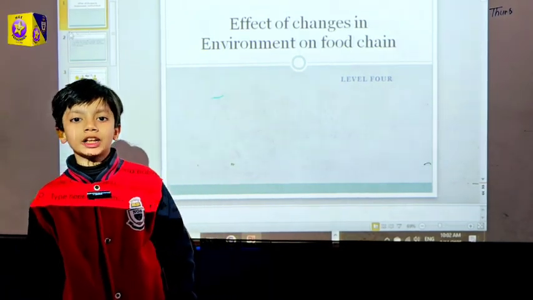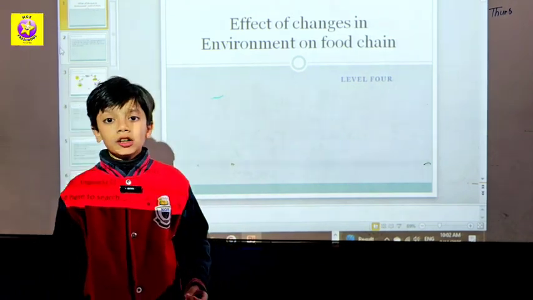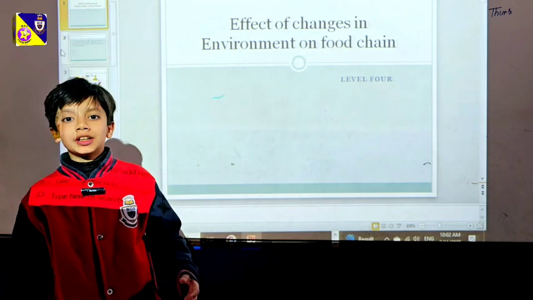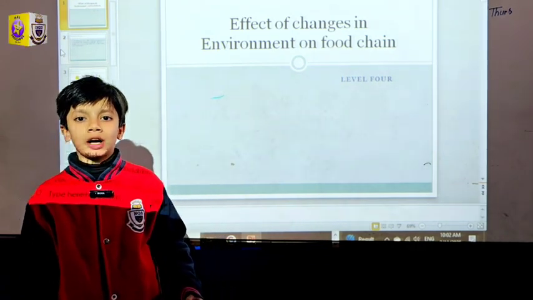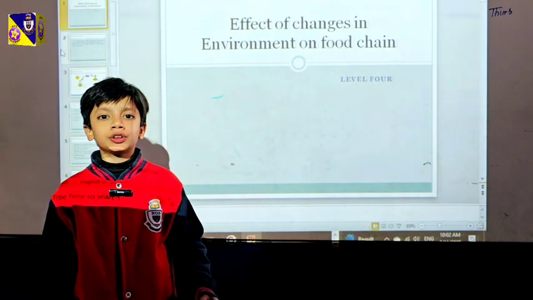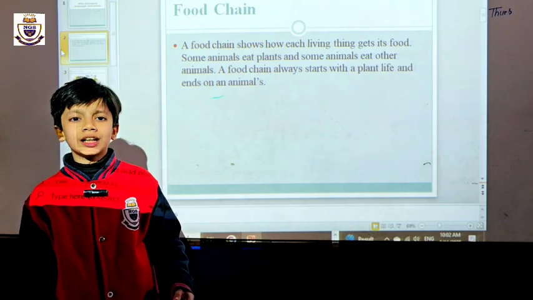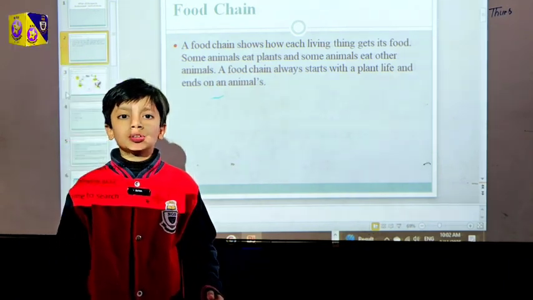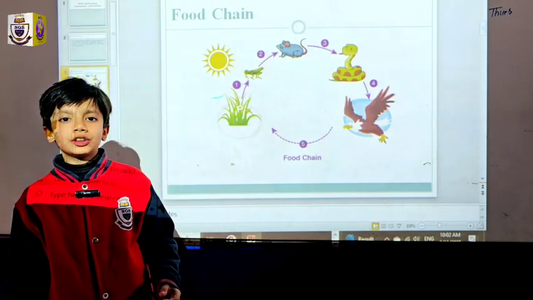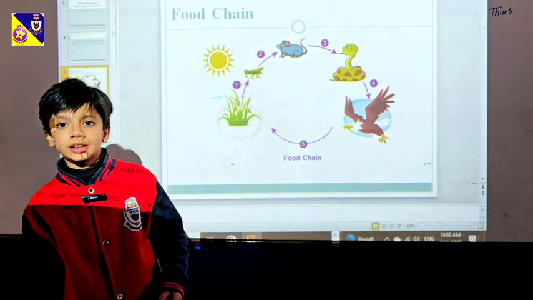Today my topic is effect of changing in environment for food chain. First of all, I will tell you about our environment. The environment is the surrounding in which person, animal and plants live. Now I will tell you about food chain. A food chain shows how living things get their food. A food chain starts with plants and ends with animals. Some animals eat plants and some animals eat other animals.